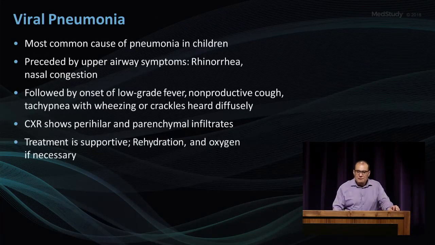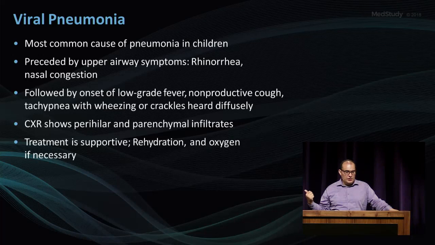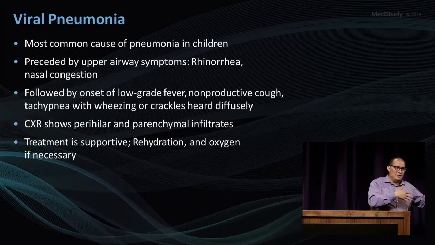So viral pneumonia, and this goes from 4 months to 4 years. Most common cause of pneumonia in children, viruses. So if you ask, what's the most common cause of pneumonia in children? Viruses. The bronchiolitis, the parainfluenza, we talked about all of them. We gave a lot of talk about them, so they are still there.